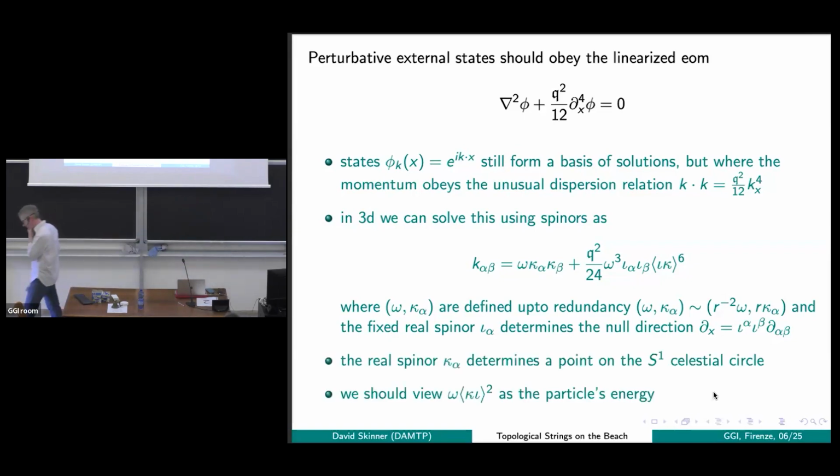Okay. So in 3 dimensions, in Minkowskian signature, this spinor kappa should be real, and you can think of it as determining a point on the celestial sphere, which in 3 dimensions is really a celestial circle. And this parameter omega is useful because I can view this combination, omega times kappa squared dotted into this reference spinor, as the particle's energy.